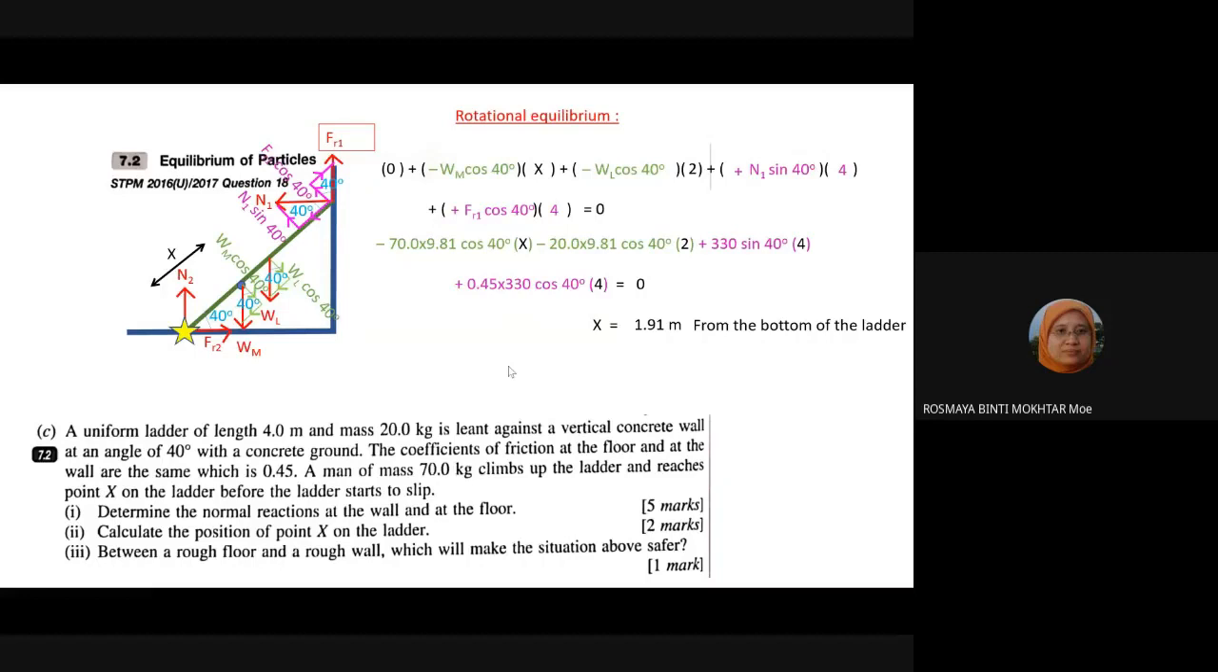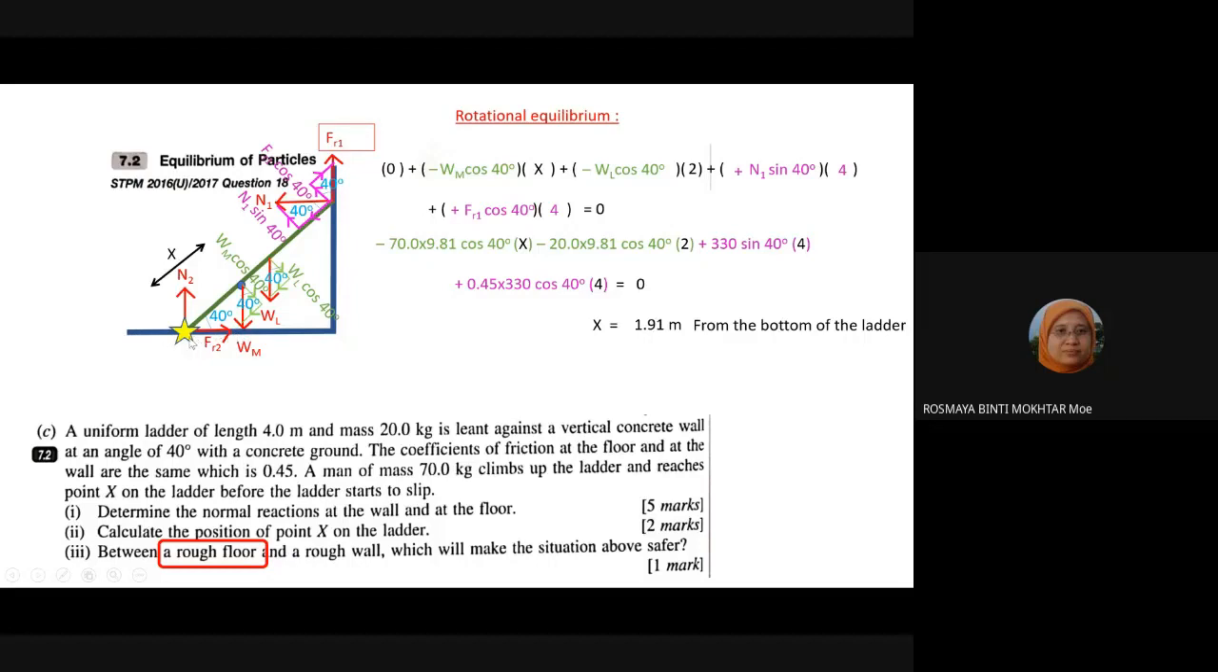Then we go to question 3. Okay, question 3. Between a rough floor and a rough wall, which will make the situation above safer? So the answer is a rough floor. Because if you use the rough floor, the motion will be this way. So the friction will be this way.